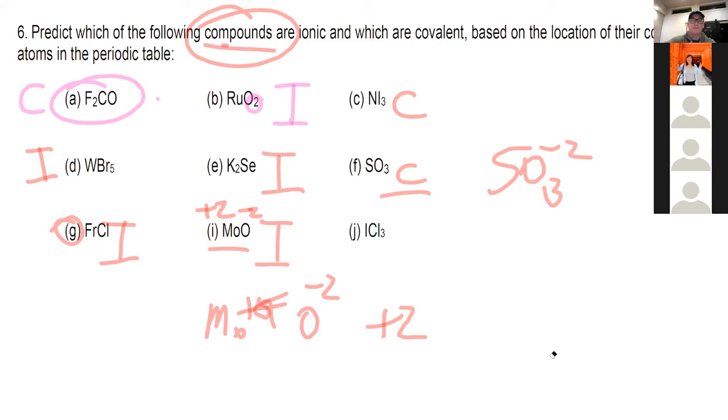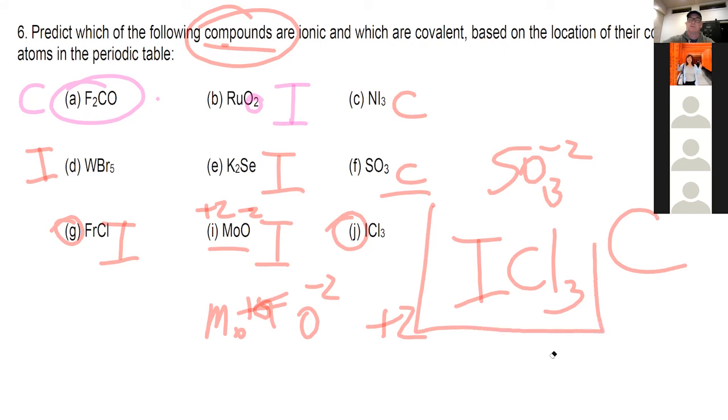Now, last one. This might be a little confusing. I have 1 iodine and 3 chlorines. So ionic or covalent? It's covalent, that's right, because they're all non-metals. In fact, they're all halogens. So what would I call this bizarre thing? Is that iodine trichloride? Yep. All right.